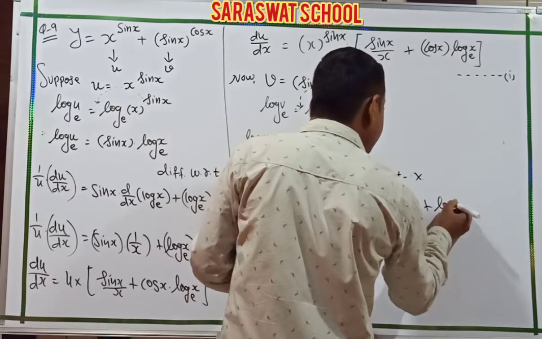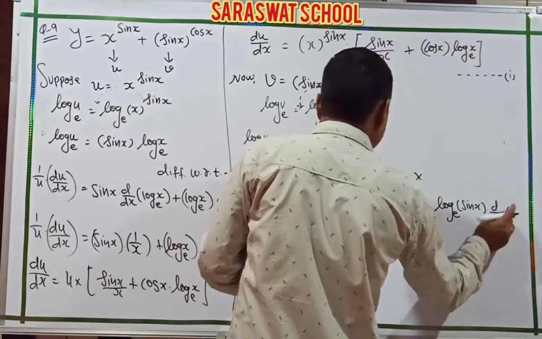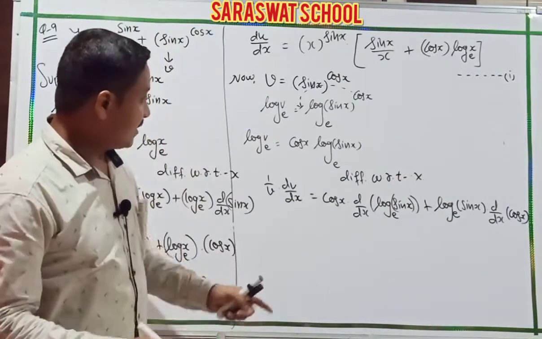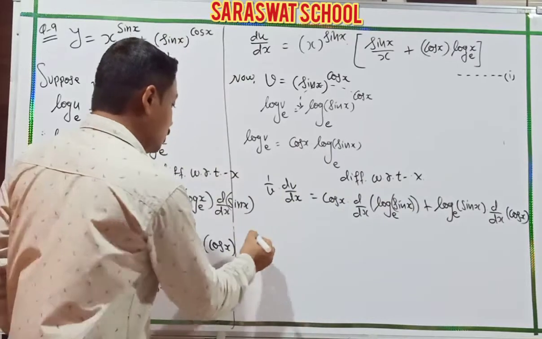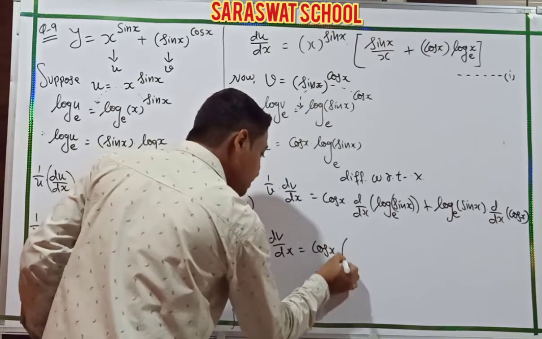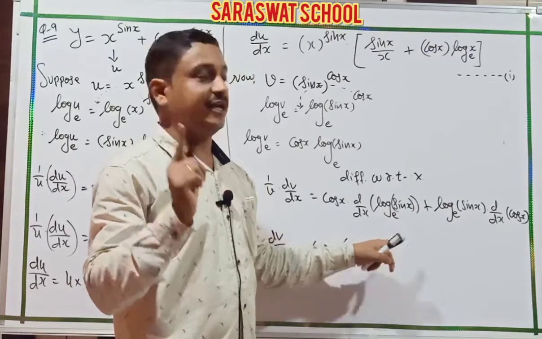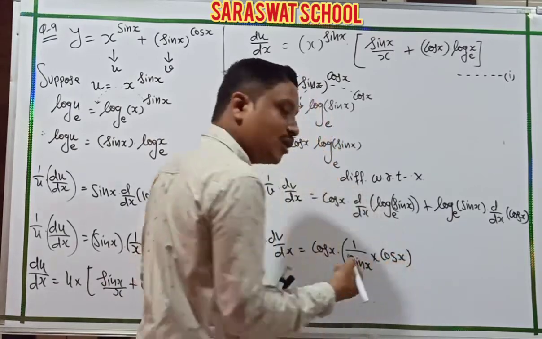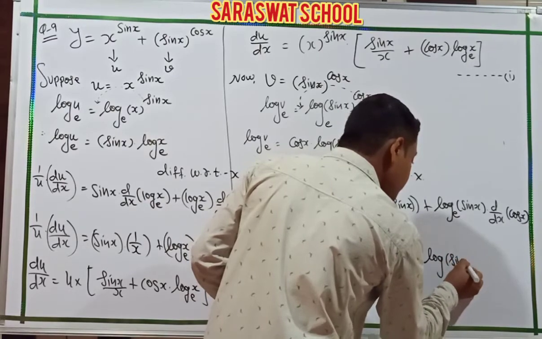plus second into the first's derivative, d by dx of what the first function? Yes, it is cos x. Again repeat: first into second's derivative plus second into first's derivative. So 1 by v dv by dx, here cos x as it is. Now slowly, first this log derivative, after that the sin derivative. So 1 by sin, now what is the sin derivative? It is cos x, plus log sin x, same base e.